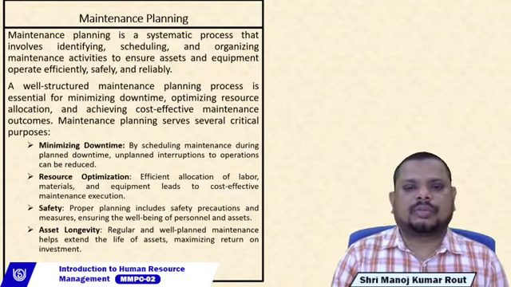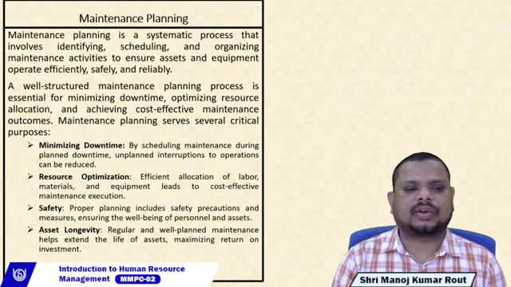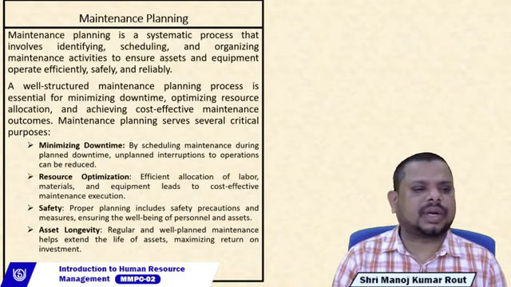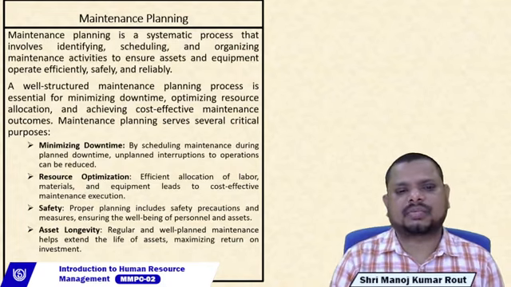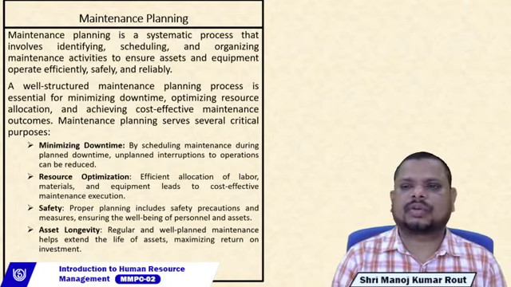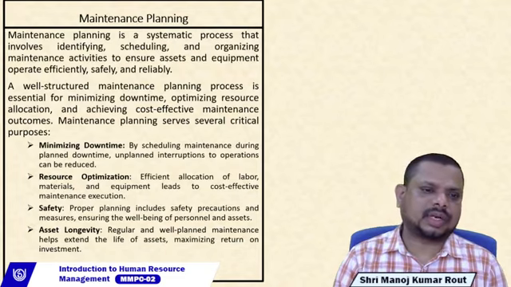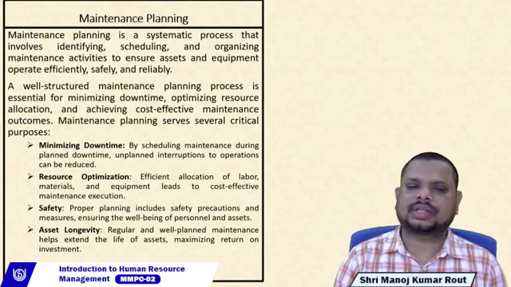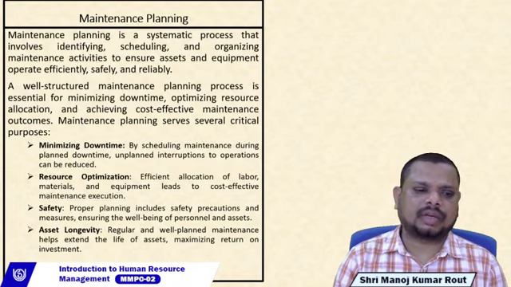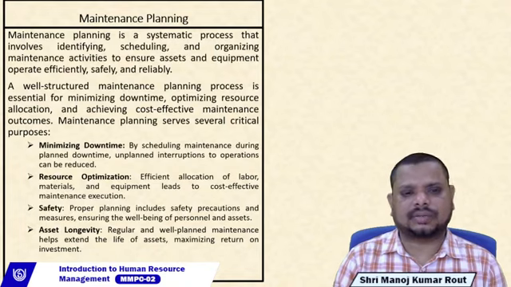Whenever you go for maintenance planning, a well-structured maintenance planning process is essential to minimize downtime, optimize resource allocation, and achieve cost-effective maintenance outcomes. By implementing maintenance planning, you have to focus on various purposes of maintenance planning. The first one, which we have already discussed, is minimizing downtime, then resource optimization, then safety and asset longevity.